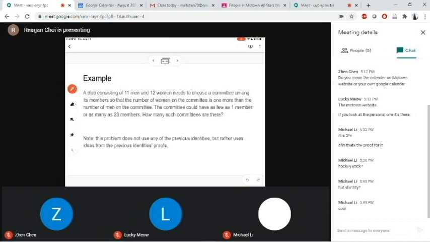All right, let me just write it out so it's a little easier. 7, 8, 9, 10, 11. 1, 2, 3, 4, 5, 6, 7, 8, 9, 10, 11, 12. So let's say we pick 4 men and 5 women. I'll circle those better. Alright, I'll let you guys think about this for a bit.